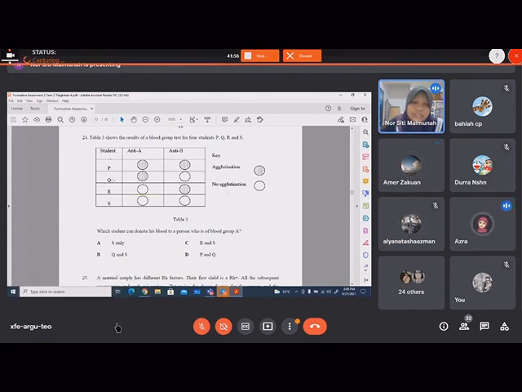How about student Q? What type of the blood group for Q? A. Okay, so Q is in blood group A. Student R? B. Okay, blood group B. Student S? O. So soalan tanya apa? The blood that can donate to group A. So which one can donate the blood to blood group A? So siapakah dia? Q and S.